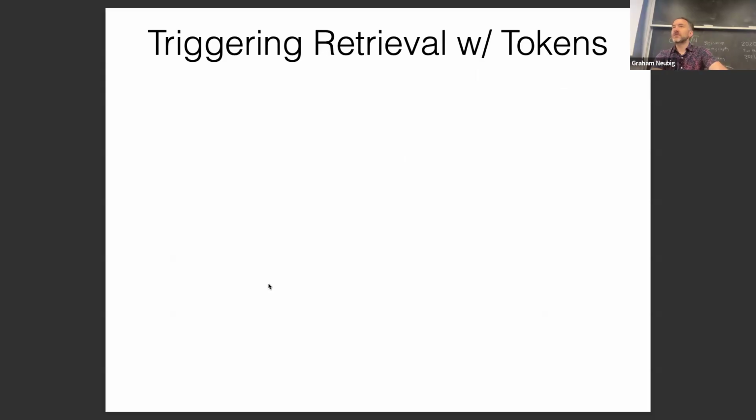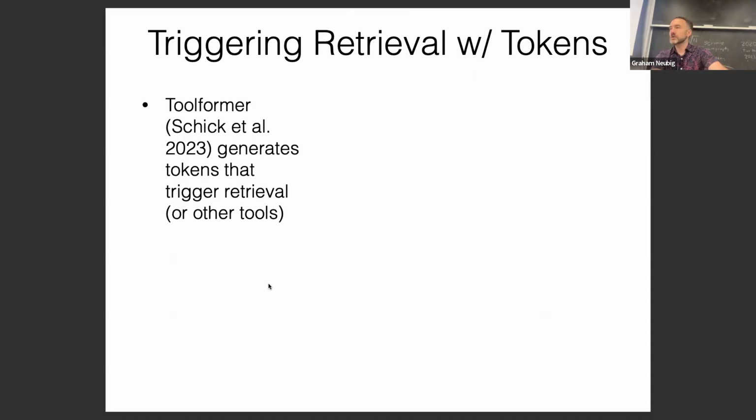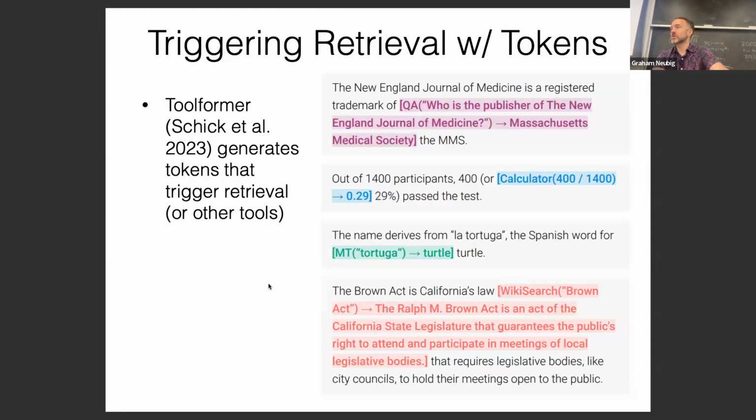So the first method that I want to talk about is triggering retrieval with tokens. This paper seems like a classic paper now, so it's hard to believe it's from last year, but there's a paper called Toolformer. Basically what it did is it generated tokens that allow the model to use tools. But one of those tools was essentially web search or calling an external QA system. The way it worked is they prompted a language model and said, here are the tools that you have access to. If you think the tool would be useful in this case, feel free to use it, and then generate the next token.